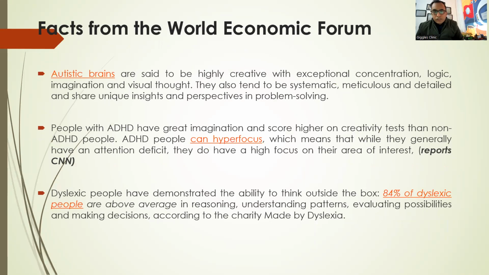So these are some of the facts which were taken from World Economic Forum 2021. Autistic brains are said to be highly creative with exceptional concentration, imagination, and visual thought. They also tend to be systematic, meticulous, and share unique insight and perspectives in problem solving. Among this autistic brain, there is one term which we use known as Savant syndrome. Now, Savant syndrome is considered to be mild autism spectrum disorder, or high functioning.